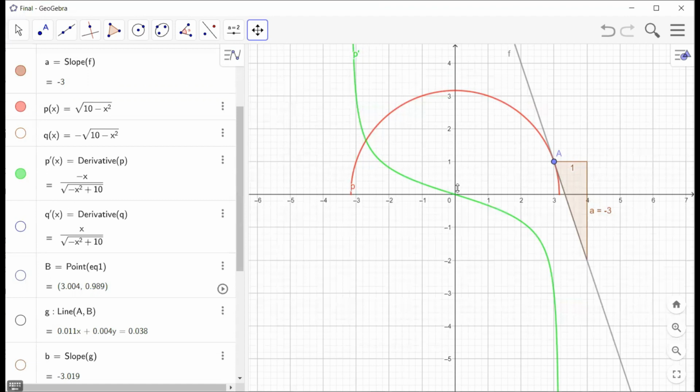If we look at the curve of the first derivative of this function and ask about when x equal 3, what about p prime? What about the first derivative? The value will be -3, as you see. Okay.